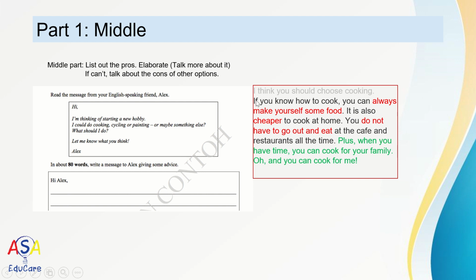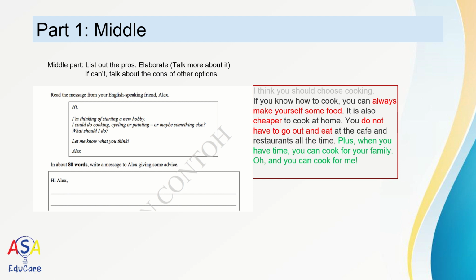Okay? So remember the start where I wrote out all the advantages for cooking. I put it here, it's in red. So the rest I just write out. If you know how to cook, you can always make yourself some food. That is very true. You can make it anytime you want, given parents' permission. It is also cheaper to cook at home. Yes, tomato at home costs less than outside.